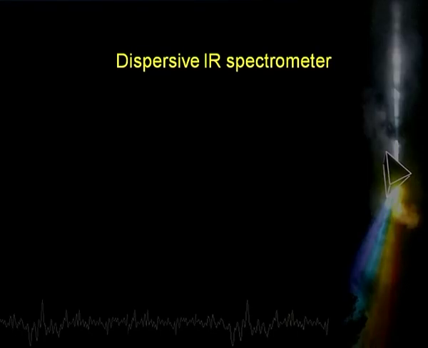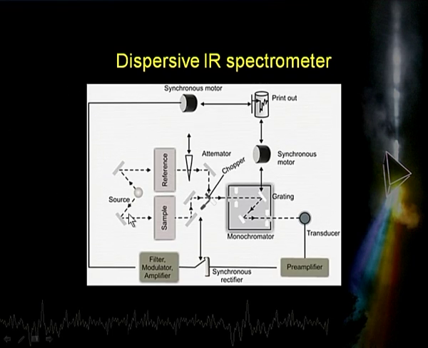So, we have seen how we handle gases, how we handle liquids, how we handle solids there. Dispersive IR spectrometer is the most commonly used spectrometer for routine purposes. Now, the principle of that is as follows. This is a block diagram of a dispersive IR spectrometer. We have a source of radiation which generates IR radiation, and then you pass the radiation onto a beam splitter there.